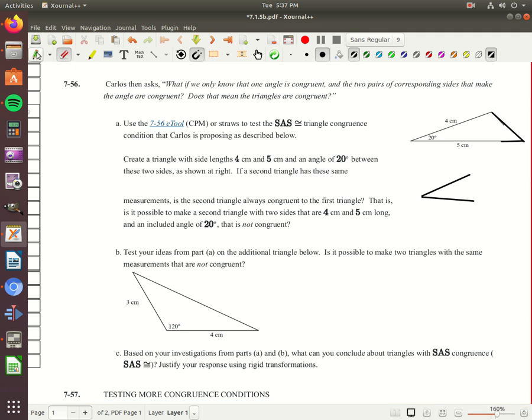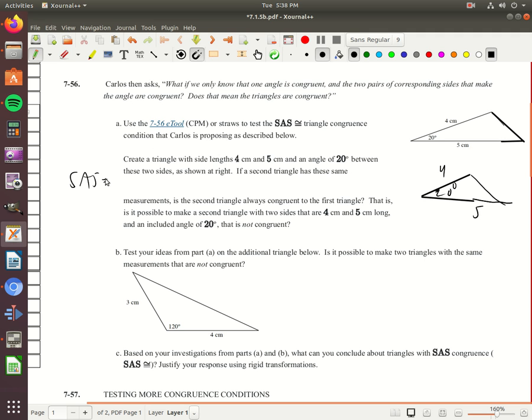All right, so what if we know that this is 4 and that this is 5 and this is a 20-degree angle? Well, think about it. Is there any way that this is going to close where it's not congruent? There really isn't. So side angle side congruence is going to be another one that works. So we're up to our 5th one now.